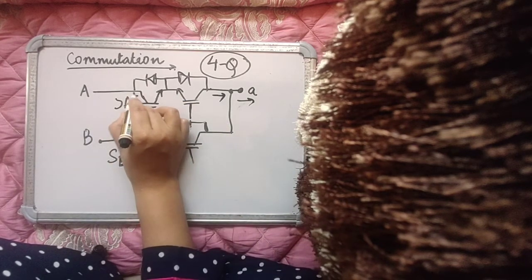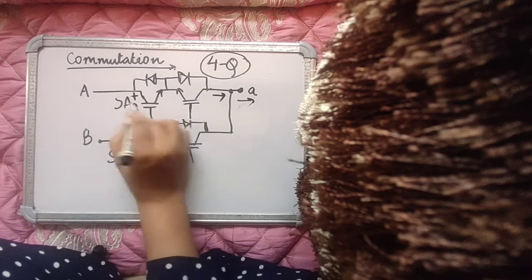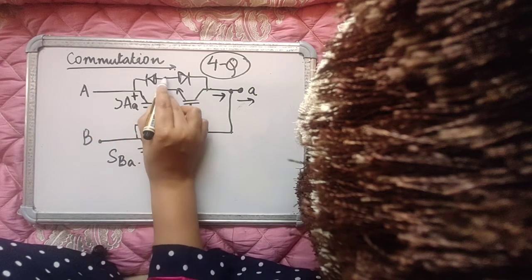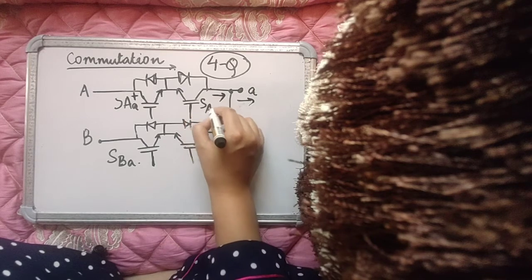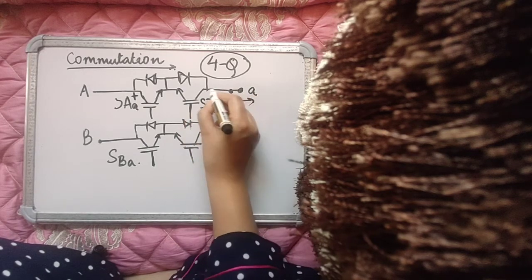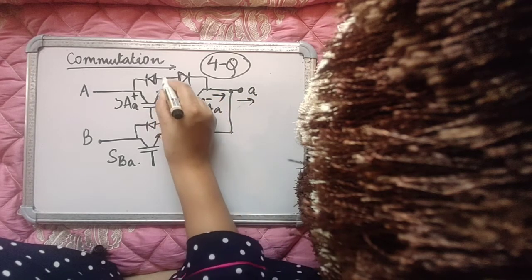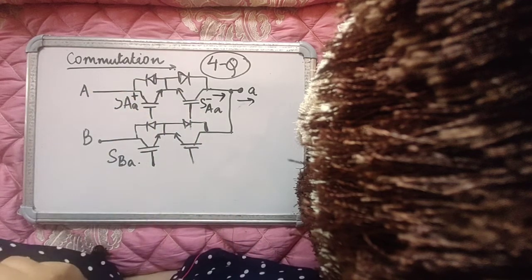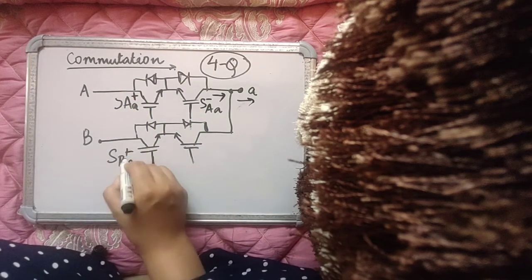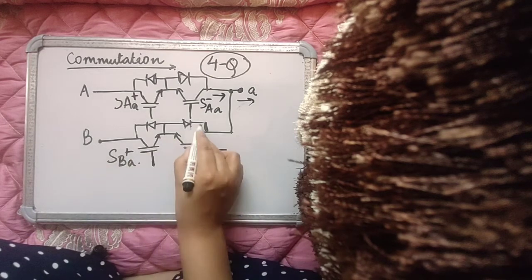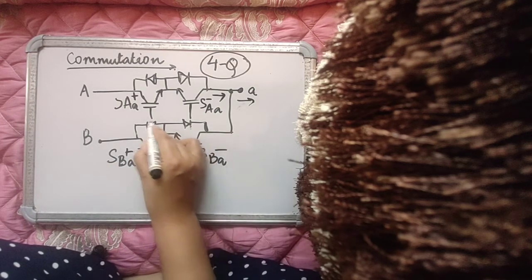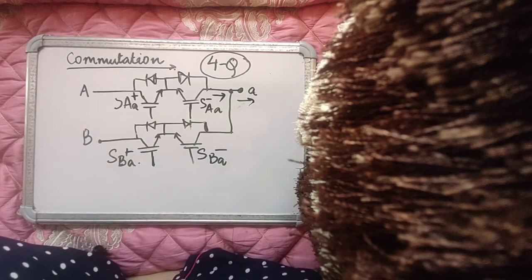So now I will call this one as SAA plus, because this device is going to conduct the positive A current, and this one I am going to call as SAA minus, because this one is going to conduct the negative phase A current. Similarly, this is SBA plus and this is SBA minus, because this one carries a positive current and this one carries the negative current, right? Now you have 4 devices instead of 2 devices in terms of gating.